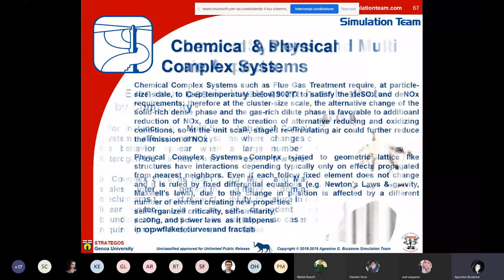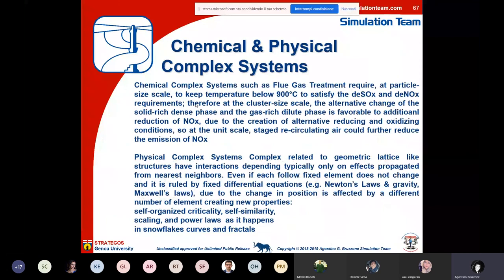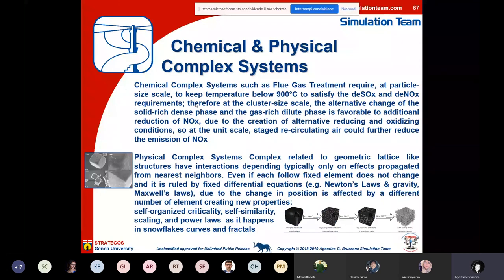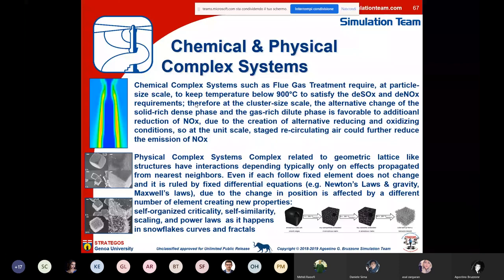So you have this multi-scale aspect, okay? In terms of complexity, we have completely different complexity. We talked about internal complexity, the classical one, chemical and physical complexity. Sometimes you have entities that change their structure based on boundary conditions, as we know in smart materials, that could drastically change the behavior of the system by itself, okay?